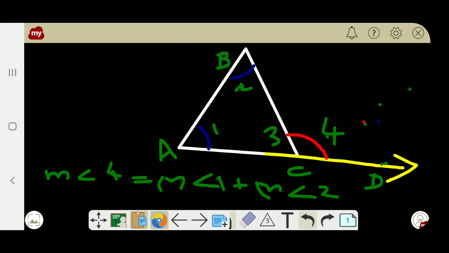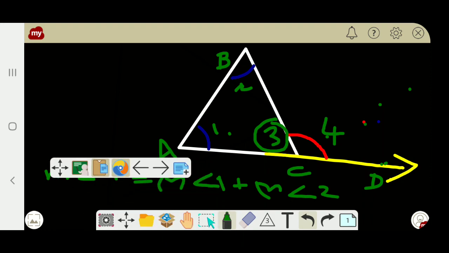That means the exterior angle is the sum of the opposite interior angles. Here angle 1 and angle 2 are opposite to angle 4. We can't consider angle 3 because angle 3 is not an opposite angle. Then here we can tell measure of angle 4 equals measure of angle 1 plus measure of angle 2.